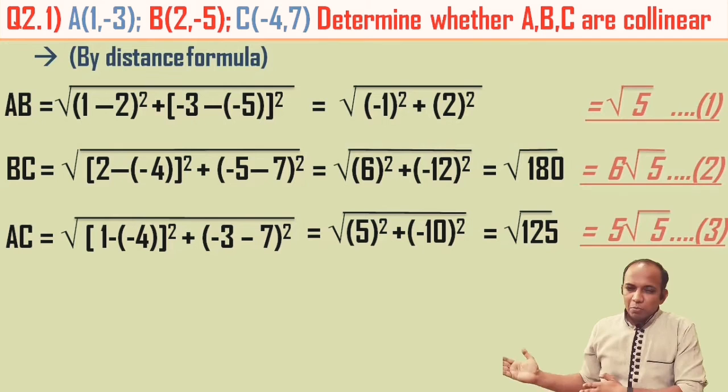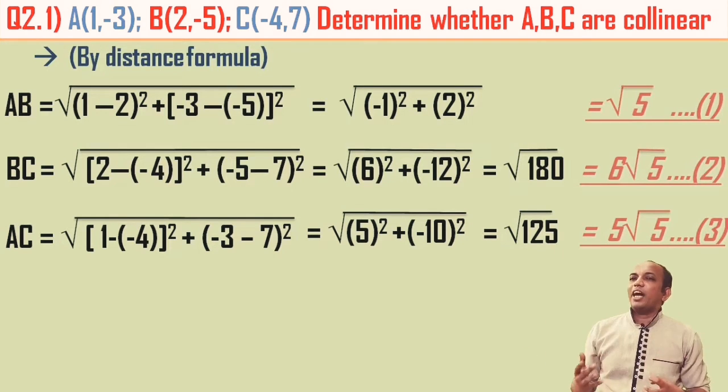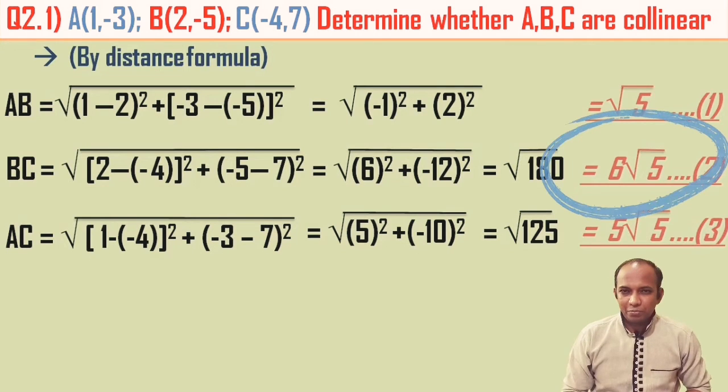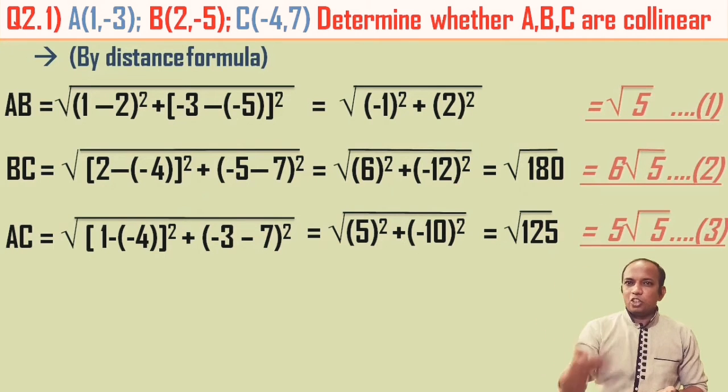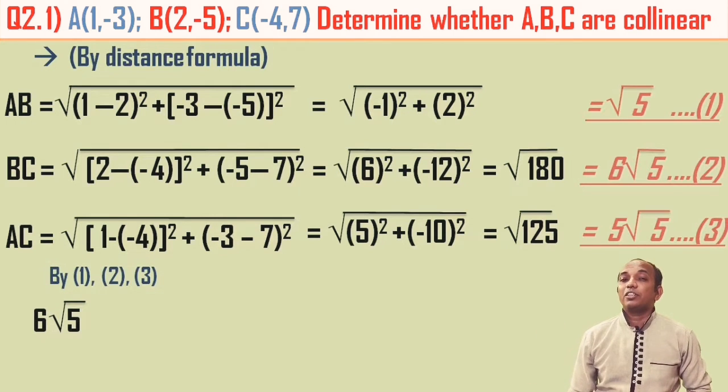So we have numbered them 1, 2, 3. Now once you check the distances, you will come to know that 6 root 5 is the biggest one, right? Root 5, 6 root 5 and 5 root 5. So 6 root 5 will be the bigger one. Write it aside the way I have written on the screen.